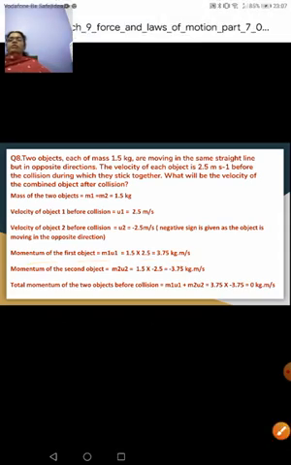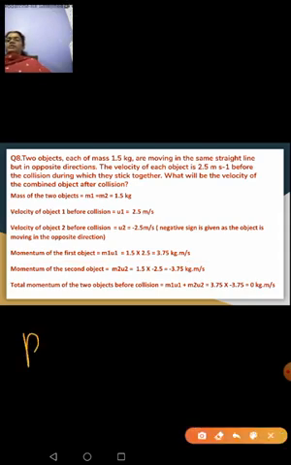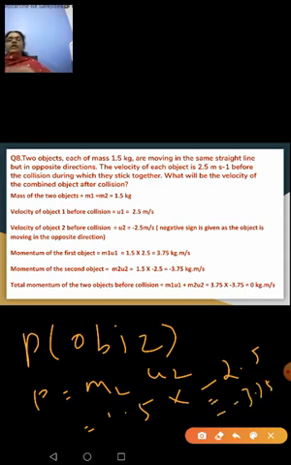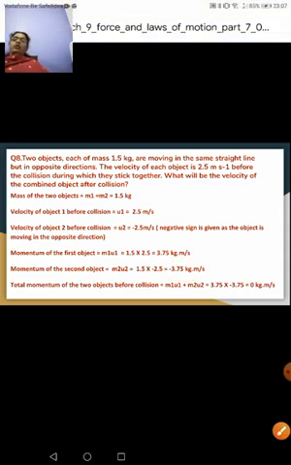Similarly, we will calculate the momentum shown by the second object, P of object 2, that is equal to m2u2. So what is m2? Mass is the same, 1.5. u2 will be minus 2.5, minus because the object is moving in the opposite direction. Again the answer will be minus 3.75 kilogram meter per second. Clear to you?